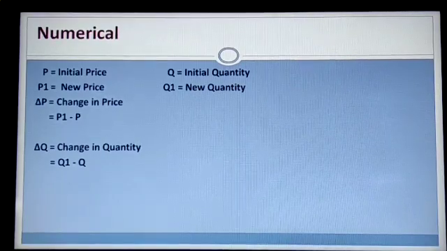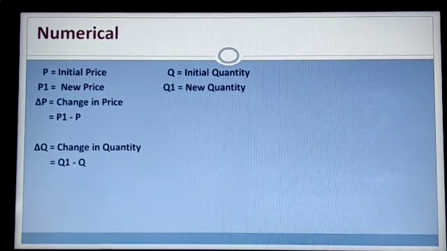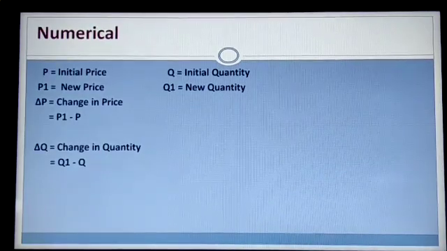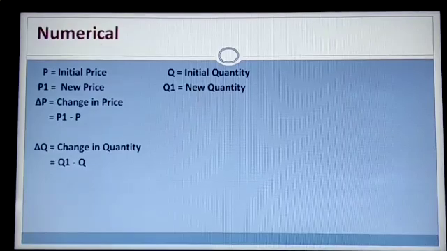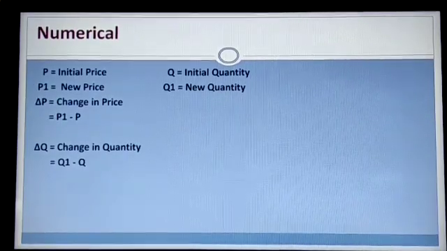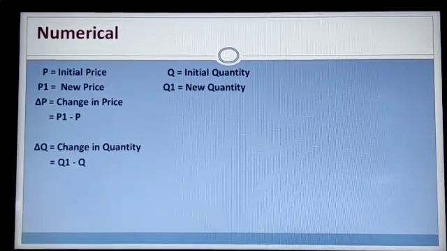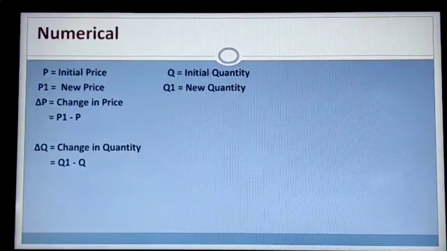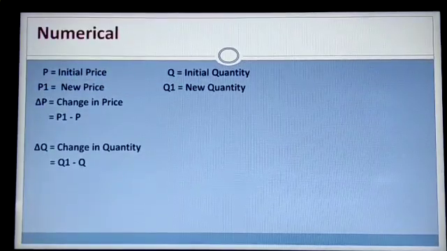Delta P is denoted by change in price. So how do you measure change in price? New price minus old price, right? So P1 minus P. In the same way, how will you measure change in quantity? Delta Q is equal to change in quantity, that is Q1 minus Q: new quantity minus old quantity.